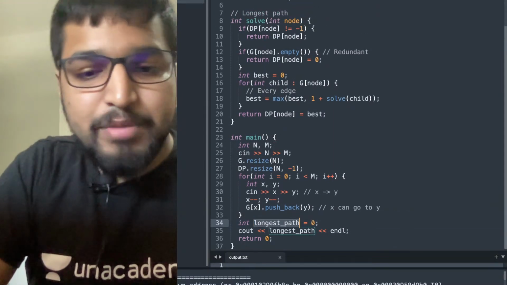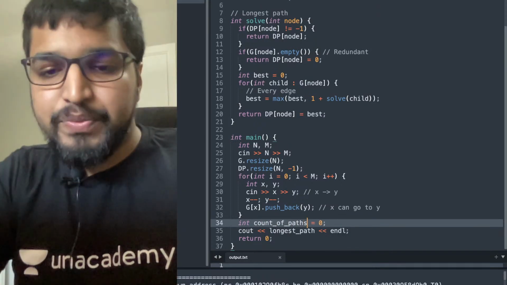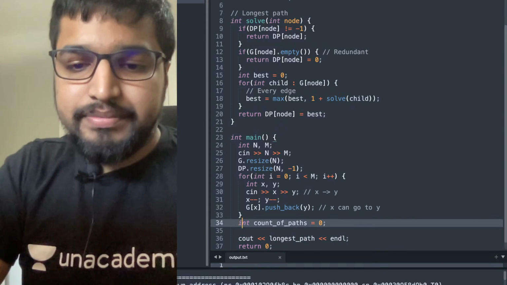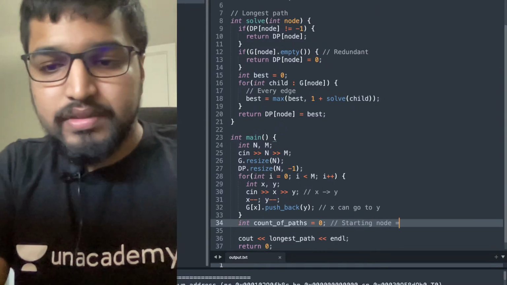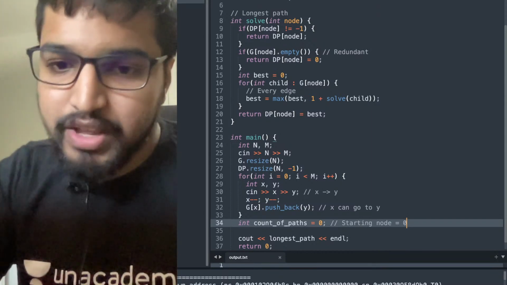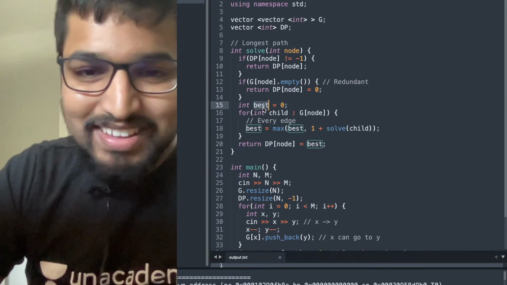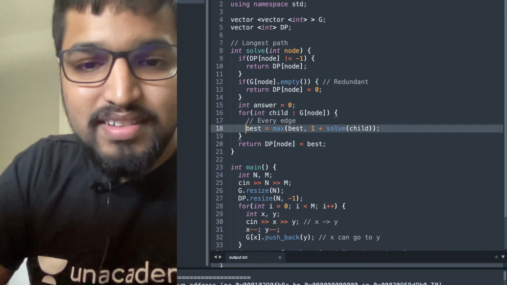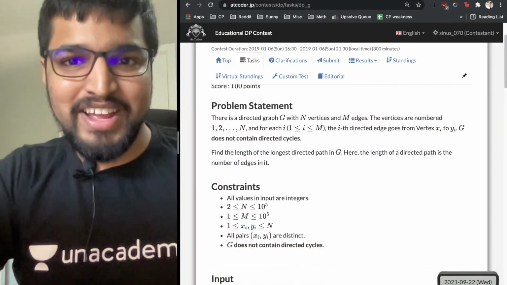So you just want to find the count of paths. This is a slight modification of count of paths starting from 0, where the starting node is 0. How would you do this? It's very simple. So we just recursively answer this question. How do you do that?